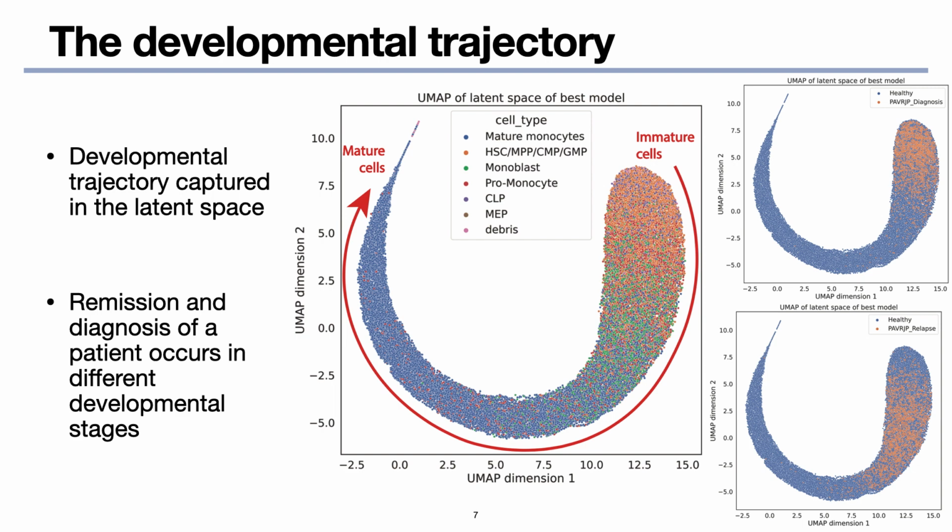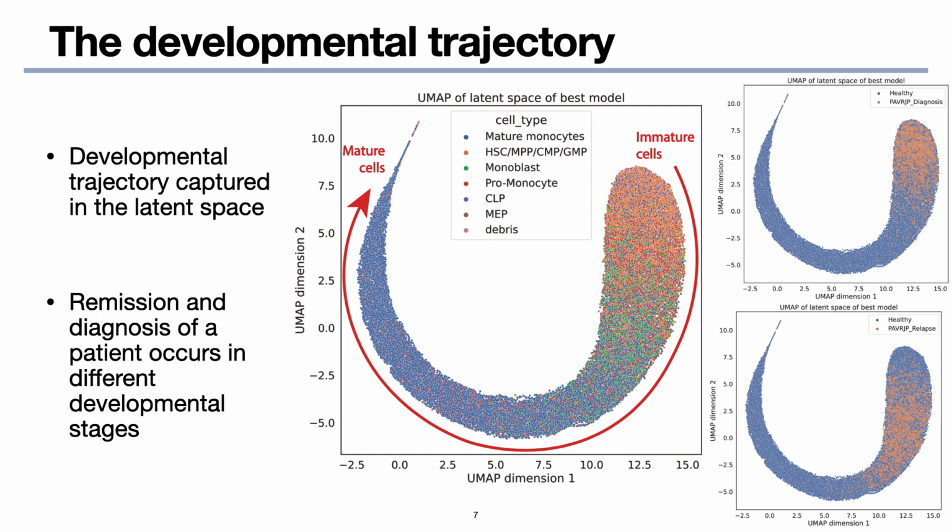And you see in the UMAP that in the top right corner you have the immature cells, which are orange. Everything that ends with a P is a progenitor cell, and it goes along this circle to the more mature cells, which are the mature monocytes. So it's really nice to see that the latent space of this variational autoencoder still captures this developmental trajectory that we know is true. This UMAP shows all the healthy cells, so all the remission cells.